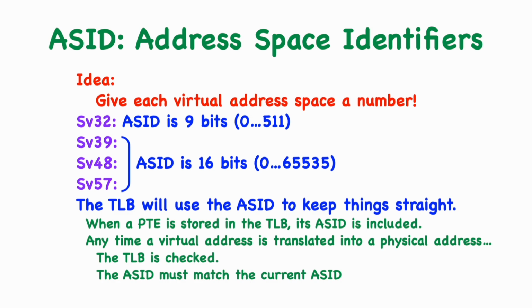If they match, then everything is good, the cached page table entry is used, and the core avoids going to memory to read from the page table. But if there's no matching entry, or the address space identifier is not current, then the core will have to read from the page table tree in memory.